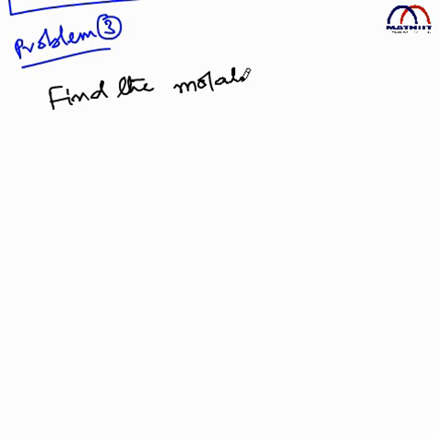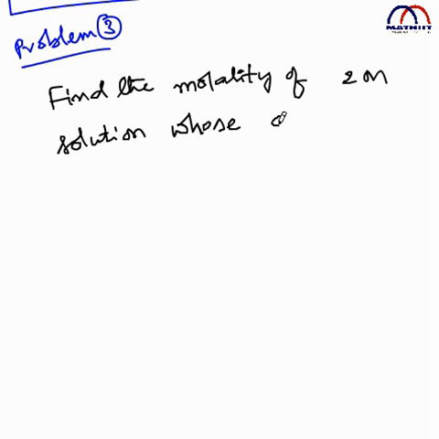In today's class, let us take problem number 3. Okay, what is that problem? Let us see. Find the molality of a 2 molar solution, 2M solution, whose density is equal to 1.2 gram per cc. Okay, this is what is given. What is the solution of this problem? We will discuss here, right?